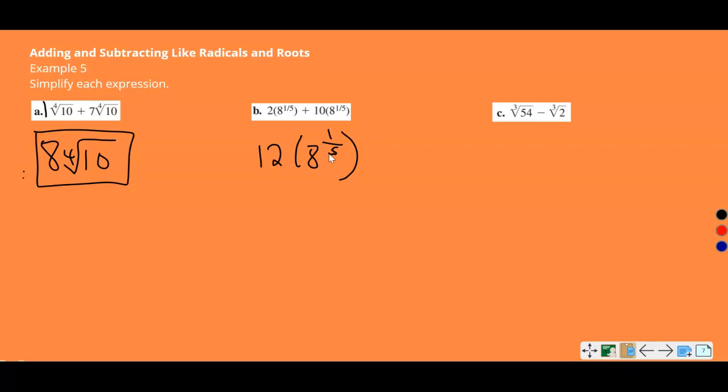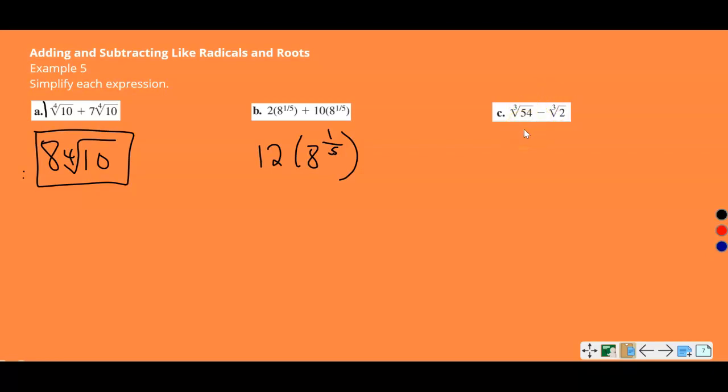All right, part C is a little bit different. We've got the cube root of 54 minus the cube root of 2. So they have like indexes, but the radicands are different. So first we're going to have to rewrite 54. So we'll just try to simplify 54. Remember our cube roots: 8, 27, 64, and so on. All right, so I do know that 27 times 2 is 54.